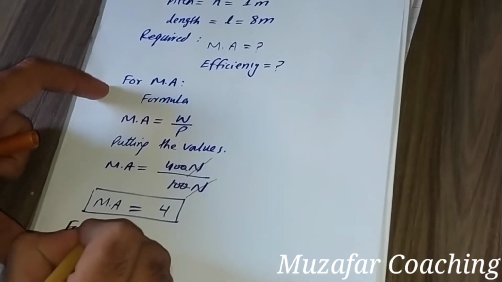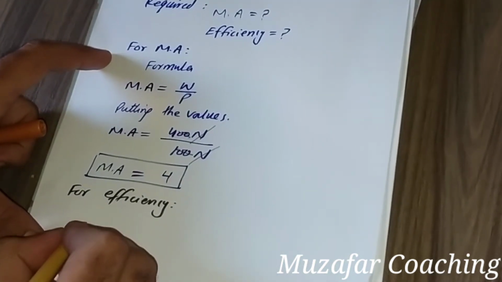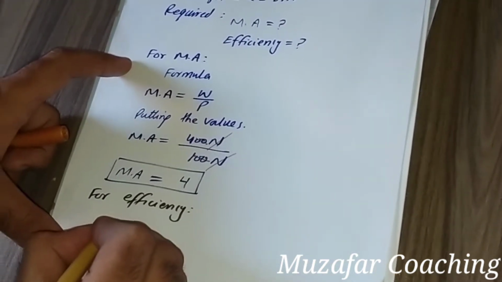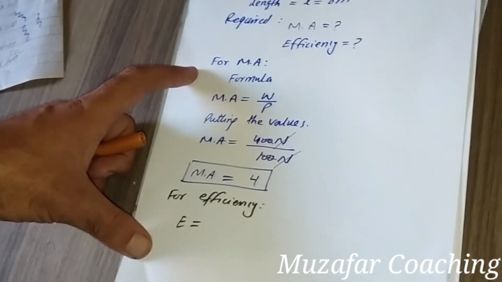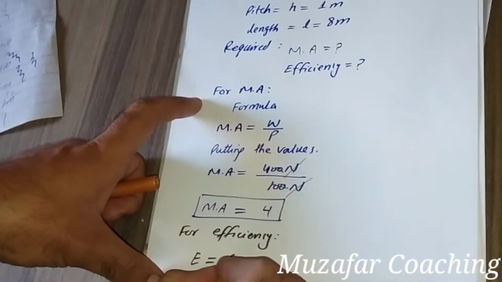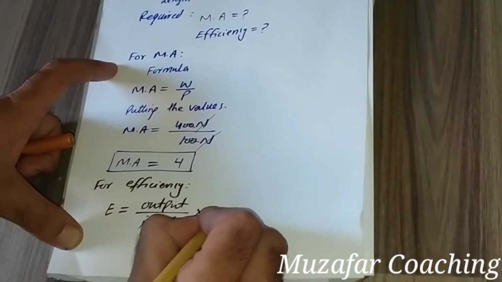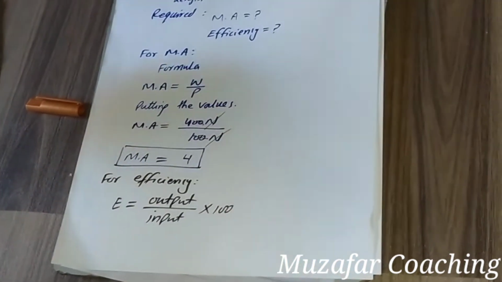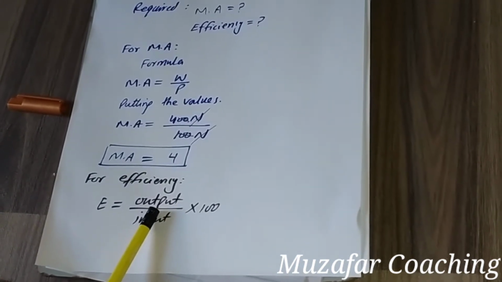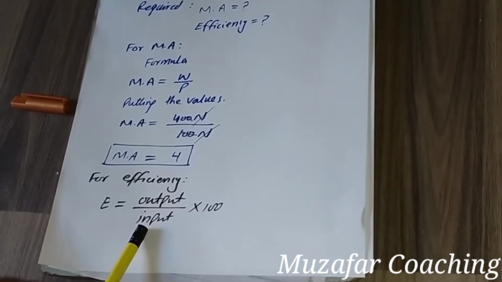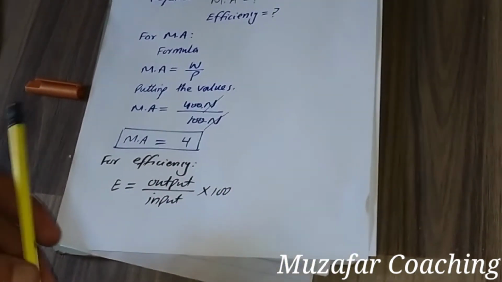So I'm writing for efficiency. What is the formula to find efficiency? Efficiency is written as E. The formula of efficiency is output divided by input multiplied by 100. We will first find the output, then the input, and afterwards plug the values into this equation to get the value of efficiency.